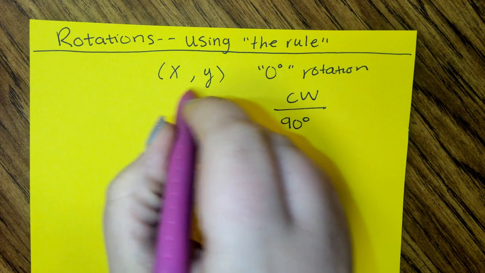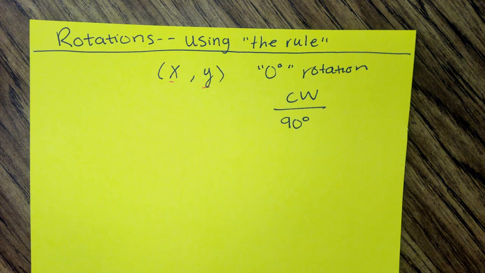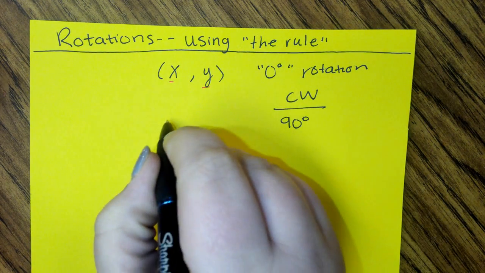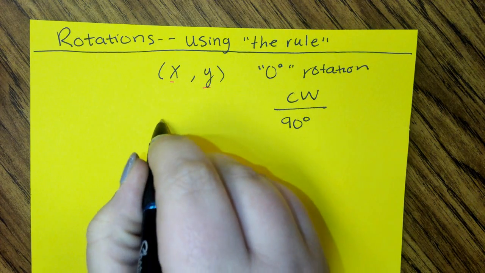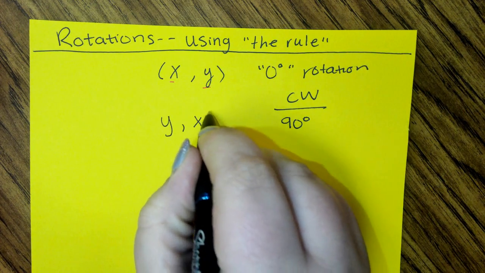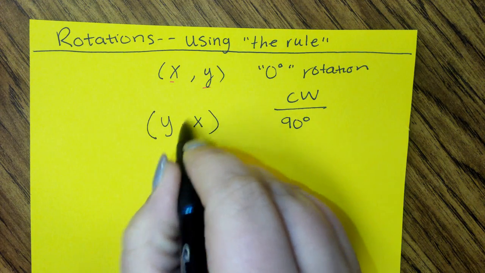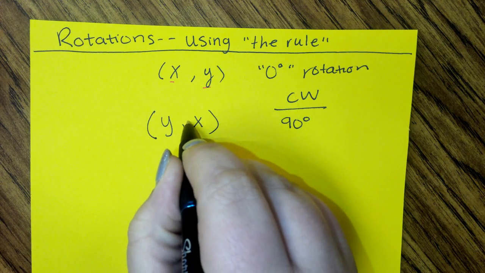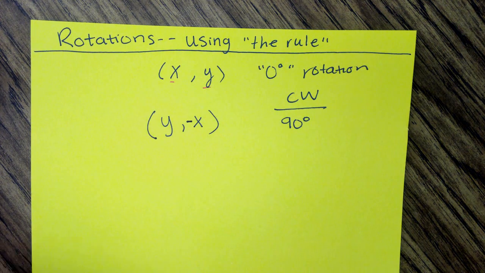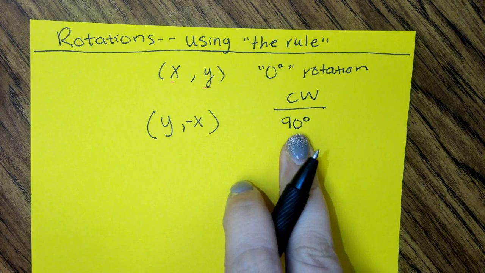Essentially what happens is we are switching the spots of y and x. So instead of x, y, I'll write y comma x. And whatever's in the second spot now, we make opposite. That was for 90 degrees clockwise.